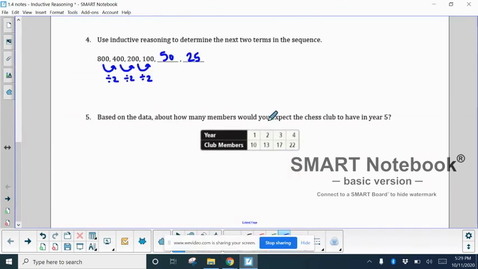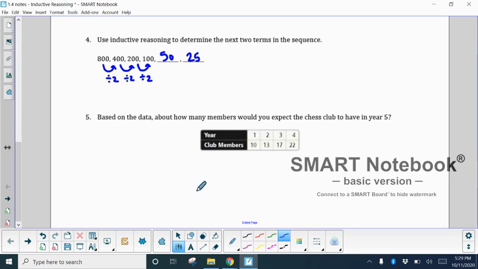All right, so hopefully you were able to come up with those next two numbers there. The pattern to go from 800 to 400 was dividing by 2. So if you divide by 2 each time, you will get the next term. So 100 divided by 2 is 50. Divide by 2 again, you get 25.